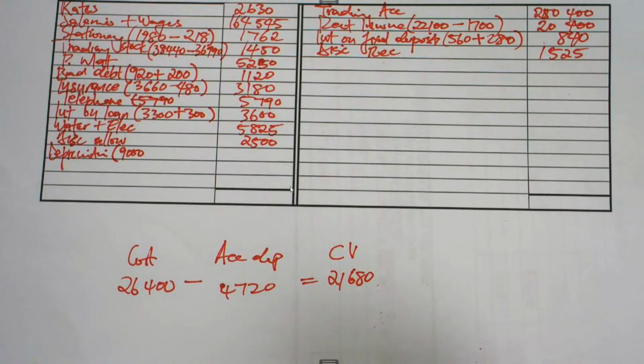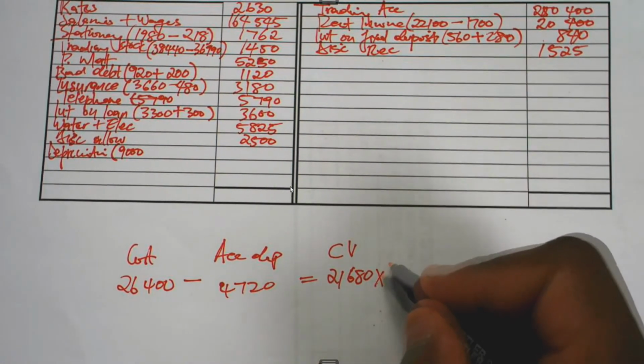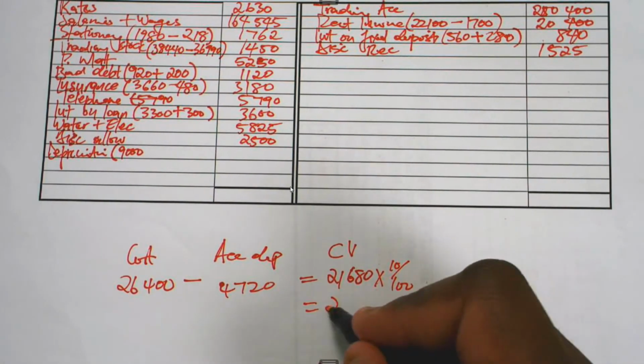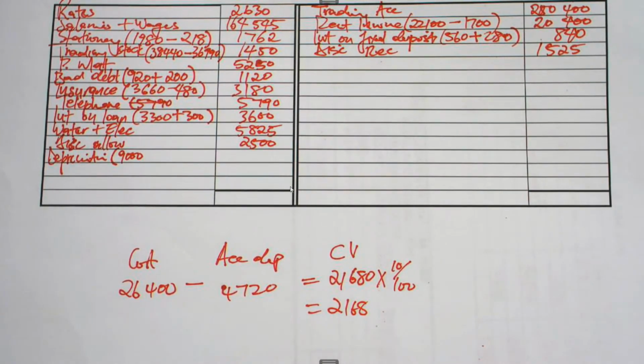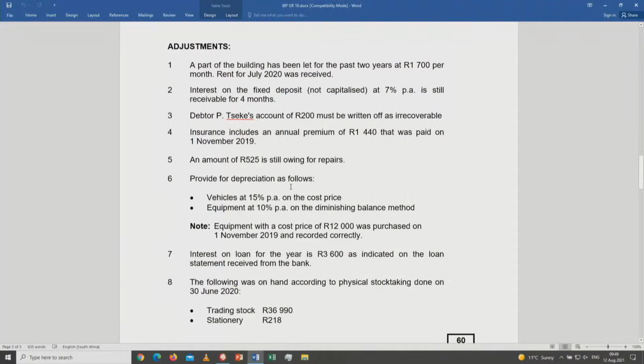So now it will be 21,680 times 10 divided by 100. It will give you 2,168. Yes, 2,168. But during the year, there's a note here that says equipment with a cost price of 12,000 was purchased on 1 November 2019 and recorded correctly.